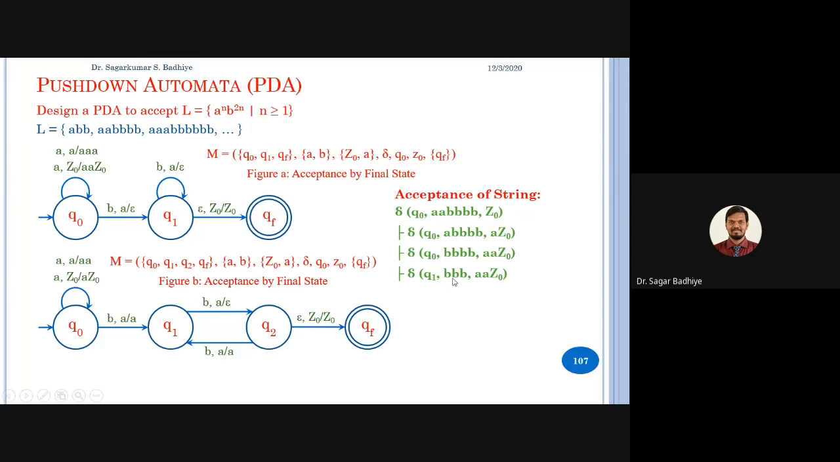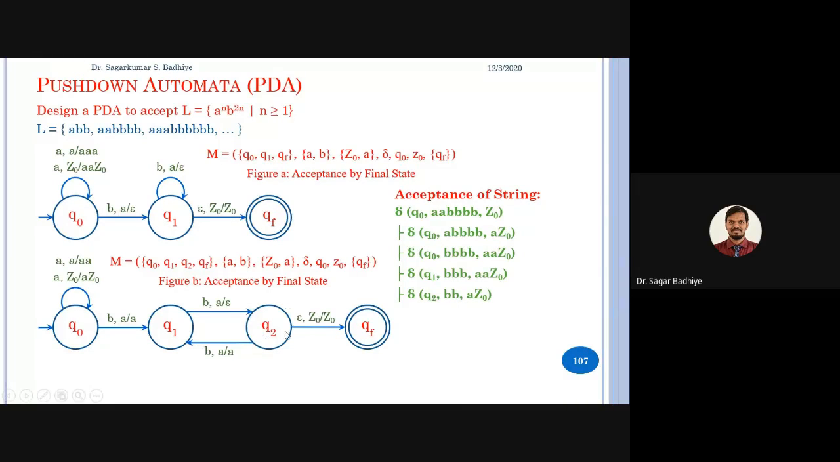Now in Q1, if I get a B, so this will be the second B for which I was looking. And for this second B, I need to pop an element from the stack. So there is a rule, Q1 on B and A on the top of the stack will pop the element from the top of the stack. So for this B, which is the second B, an equivalent A will be popped like this. So the remaining string will be BB and A on the top of the stack.